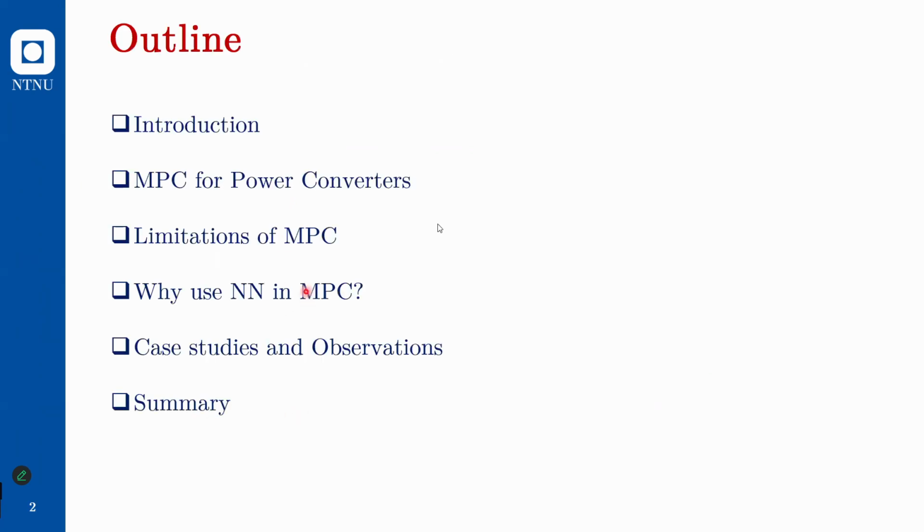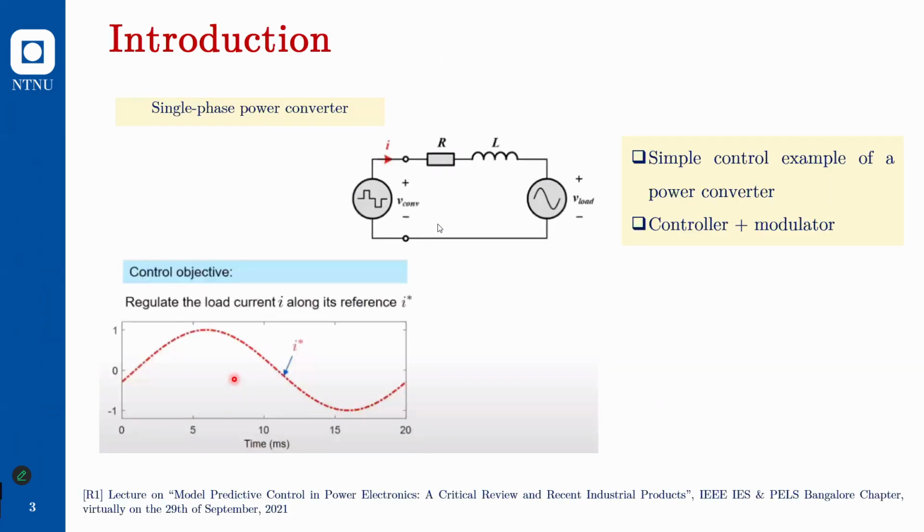So the outline that I will cover for this presentation: I will give you a brief background of the work. Then we will see how the model predictive controller works for power converters, what the limitations are, and how we can address them using the neural network. And at the end, I will provide a summary of the work. So let's start with the introduction first.